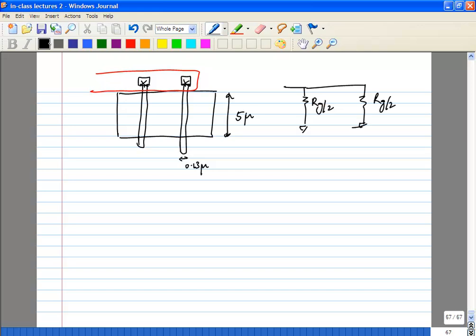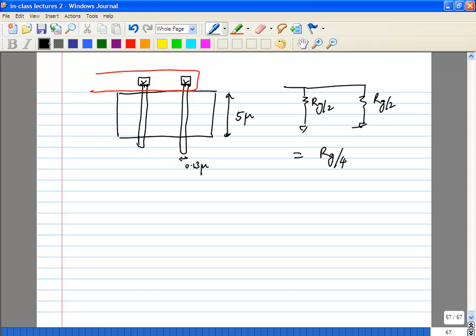So you have Rg by 2, Rg by 2. So the actual resistance is Rg by 4, not Rg by 2. If your original transistor had resistance Rg, now you have half the poly length. So in a coarse way, you have Rg by 2 in parallel with Rg by 2. So it's actually Rg by 4. But of course this is a very coarse approximation. I'll give you the general expression. You can take a look at it. You can use it.